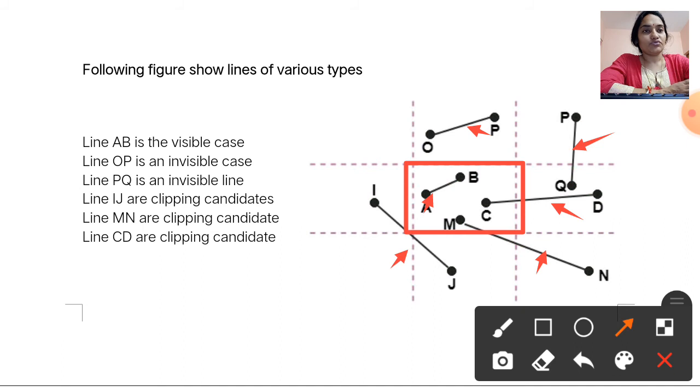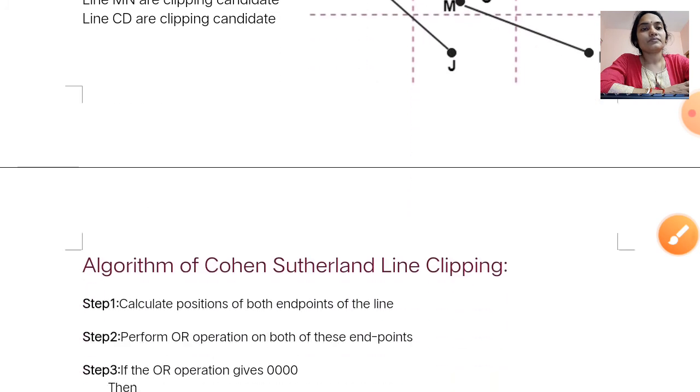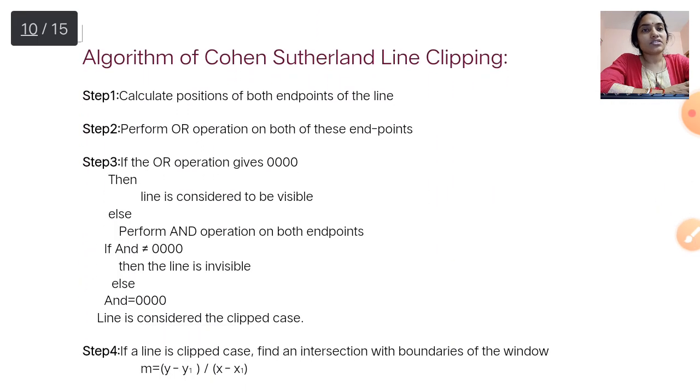Okay, in this way you can find out which one is inside, which one is outside, which is the visible case, which is the invisible case, and which line is the clipping case. Now let us discuss the Cohen-Sutherland clipping algorithm. Before studying the algorithm, we will learn the different regions and how to detect the line which is visible, which is invisible, and which is a clipping case. Okay, let us discuss the algorithm.